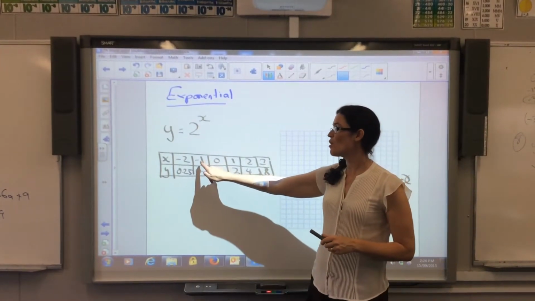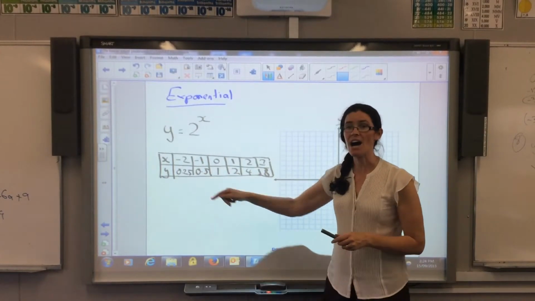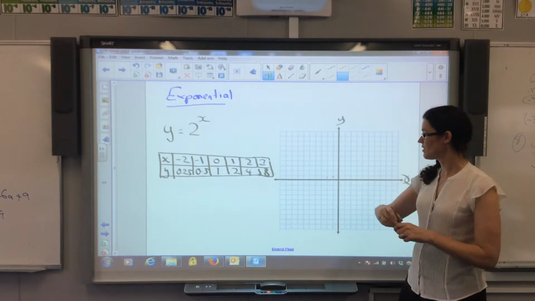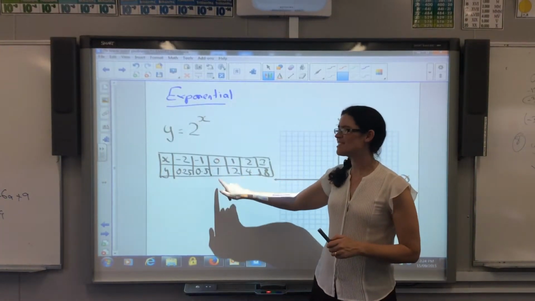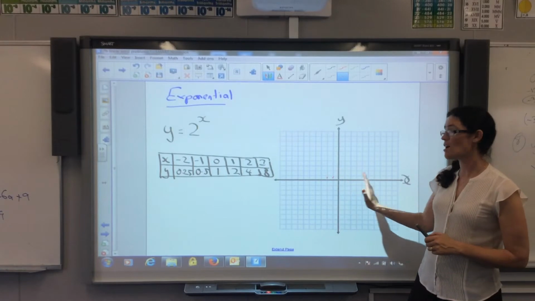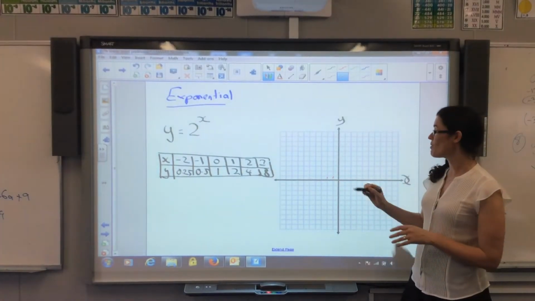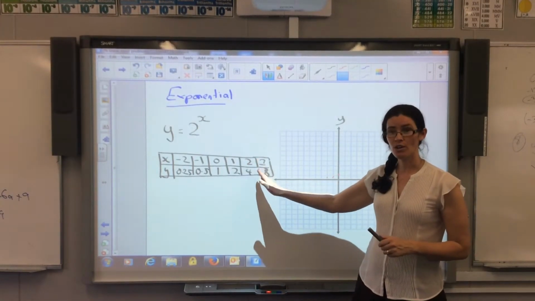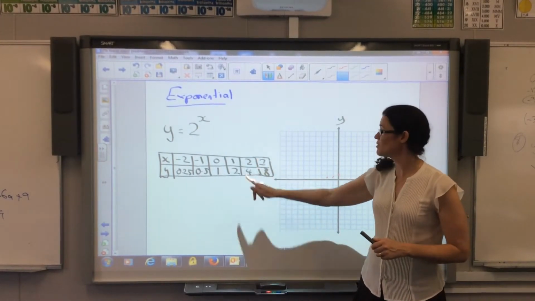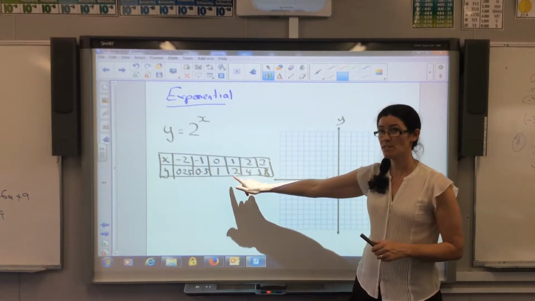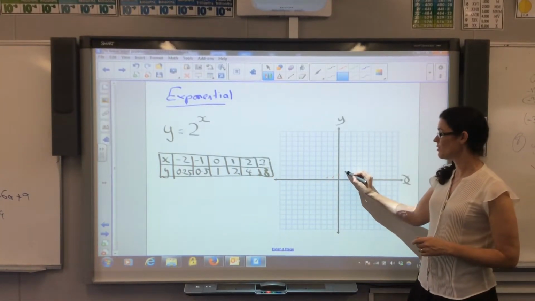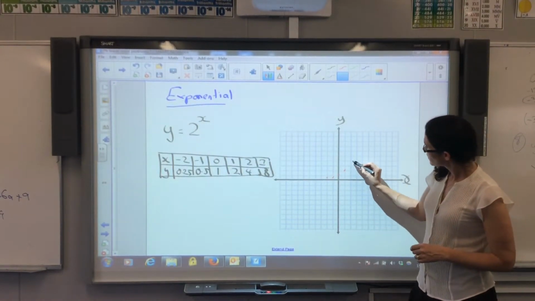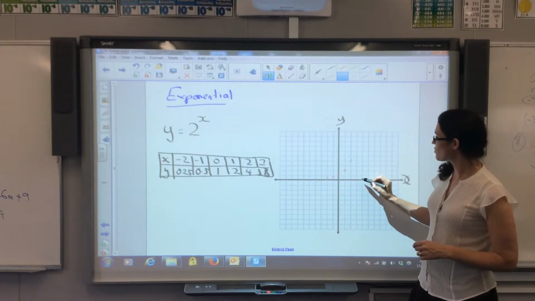This one says I've gone to -1, then I've gone up a half. So I'm going back to -1, up to a half. It's a bit off, but anyway. This one is at 0, 1, so be careful with this. This means I haven't gone across, but I've gone up 1. This one means I've gone across 1, up 2. Does that make sense? Yeah. So I've gone across 1, up 2, then across 2, up 4, and then across 3, up 8.